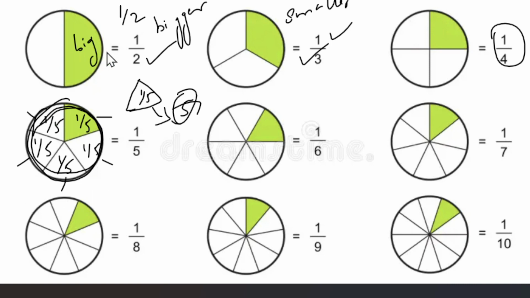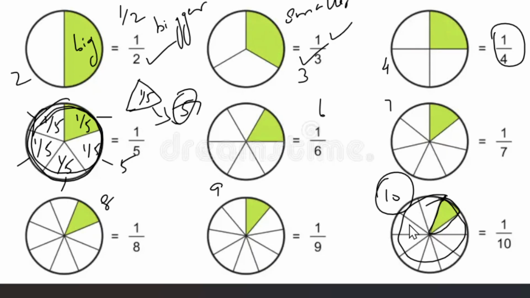And likewise here, 1 by 2 you need 2 parts, 1 by 3 you need 3, 1 by 4 you need 4, 1 by 5 you need 5, 1 by 6, 1 by 7 is 7, 1 by 8 is 8, 1 by 9 you need 9 parts, 1 by 10 you need 10 parts. You need 10 parts like this to make this full whole. Okay, we'll go back to the lesson now.